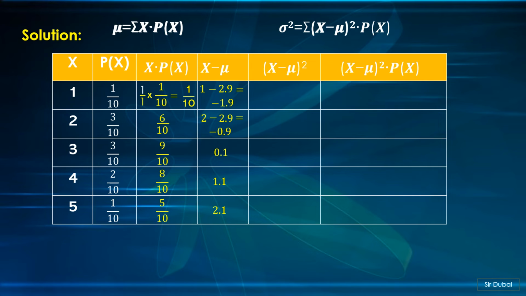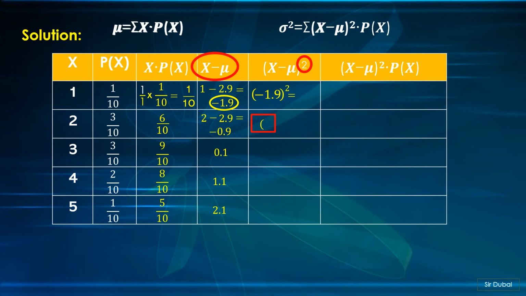So now let's proceed with the next column, which is the quantity of x minus mu squared. That x minus mu is that part, and we are going to square it. So therefore, negative 1.9, we are going to square that one. By the way, I'm going to show you how to solve this using a scientific calculator. I'm going to show you the process.